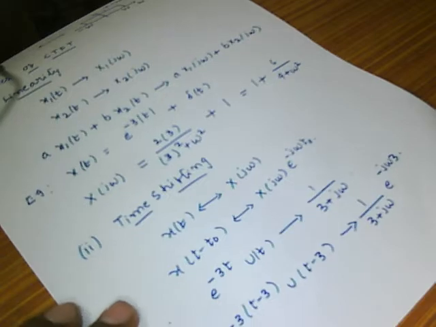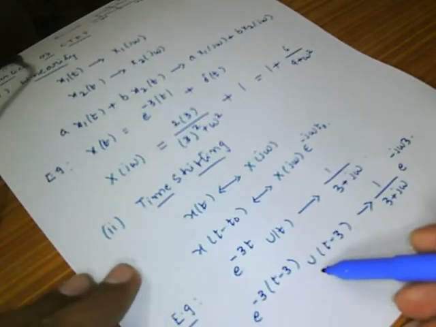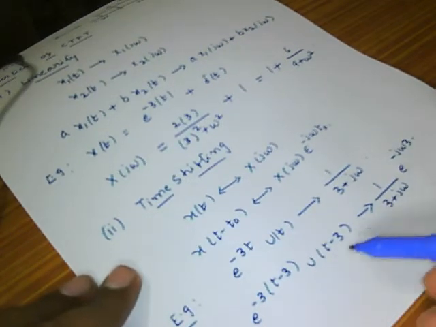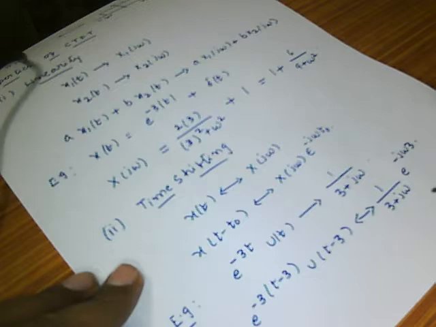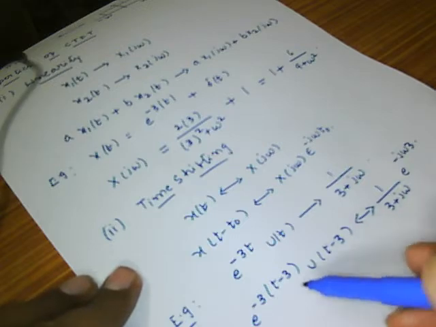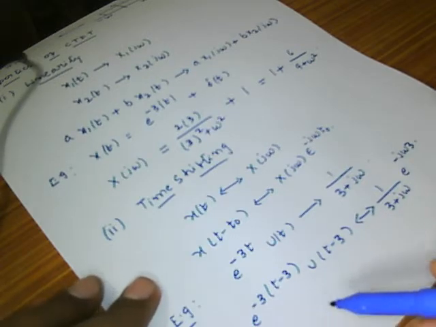So if you directly evaluate, it will take a little bit of time. So to avoid that computation time, we use the properties. Properties are just shortcuts for the evaluation of the Fourier transform. So we'll take one more example.